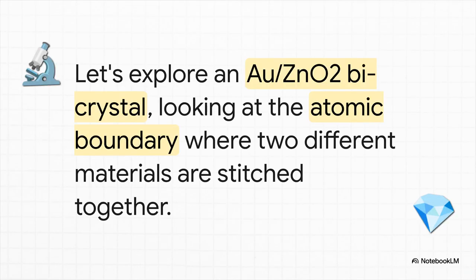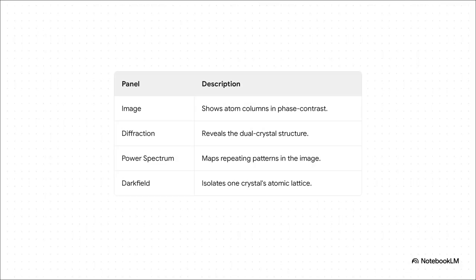Let's check out a concrete example from the research. What we're looking at here is a bicrystal of gold and zinc oxide. That means we're zoomed in on the exact atomic seam where these two totally different crystal structures are stitched together. And using that 4-panel display, we can really pull this structure apart. The main image, yeah, it shows the neat columns of atoms.